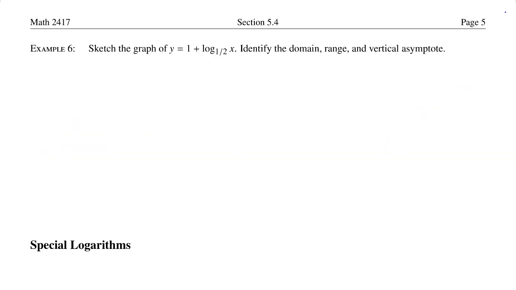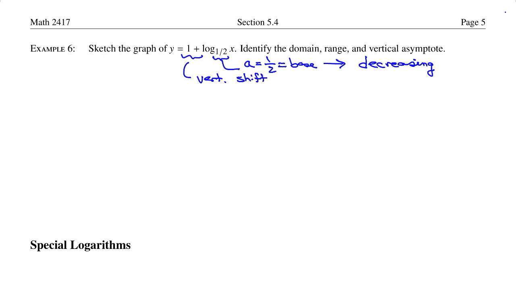Let's look at example 6. Sketch the graph of y equals 1 plus log base 1/2 of x. Identify the domain, the range, and the vertical asymptote. So a couple of things to notice first. We have a base of 1/2. Since that's between 0 and 1, it means we have the decreasing log function. So we'll have to handle that. And then we have 1 plus, so that is a vertical shift of 1 up. So first, let's draw the parent function. That is y equals log base 1/2 of x.